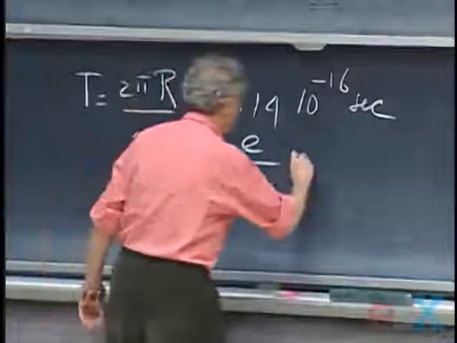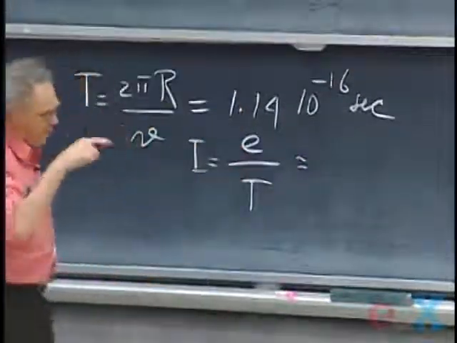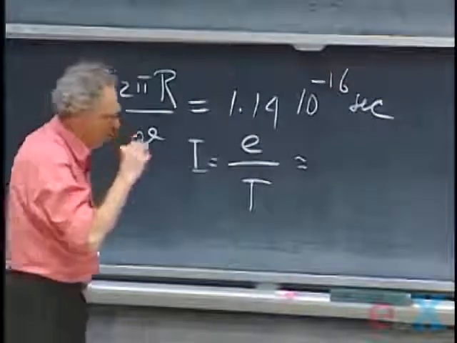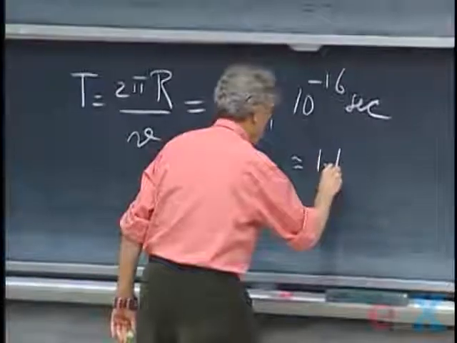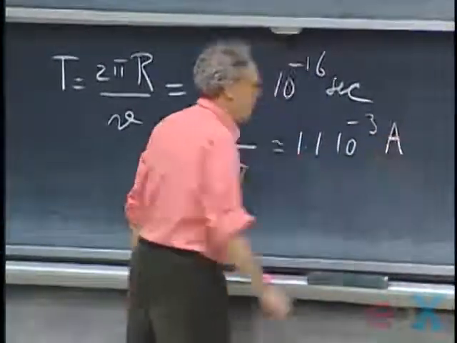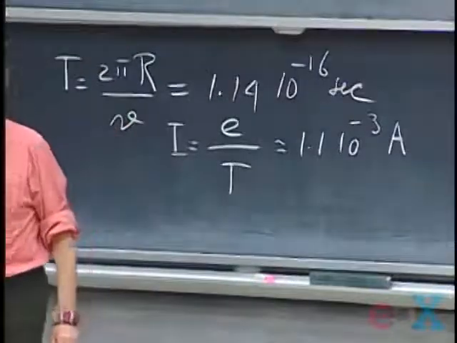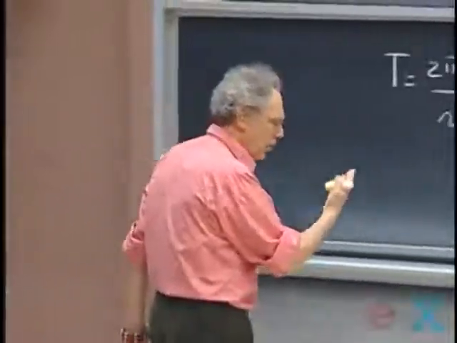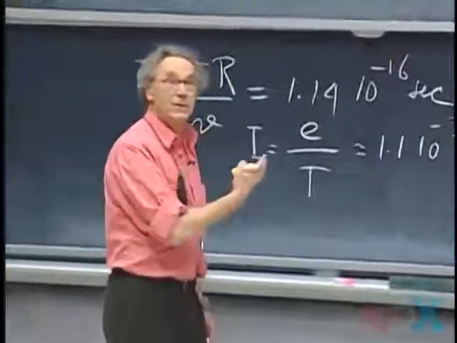And so this current then, that you have, which is simply due to the electron going around the proton, is about 1.1 times 10 to the minus 3 amperes. And that is mind-boggling. A milliampere, one electron going around a proton, represents a current of a milliampere.